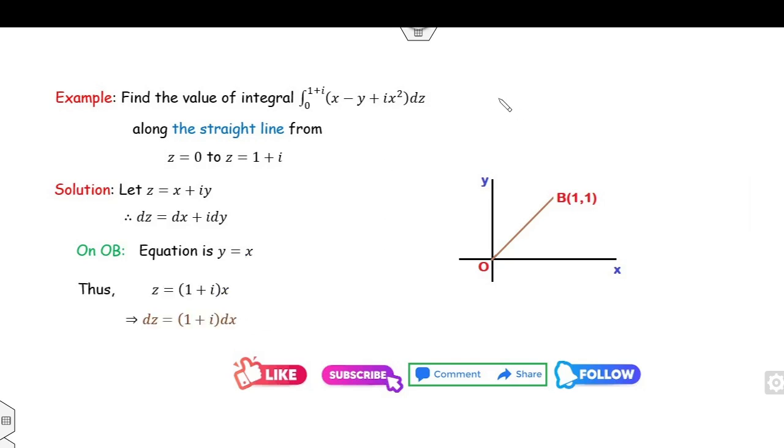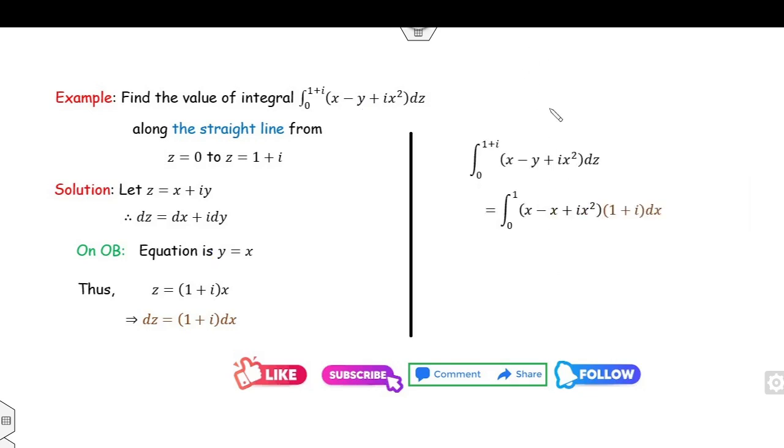Now I can substitute all these values in the given equation. What is the value of y? y is equal to x. So it will be x minus x plus iota x square. dx will be (1 plus iota) into dx. Now you can see these values are integrated with respect to x. Can you find the limit of x? It is from 0 to 1. Now you can solve this integration.